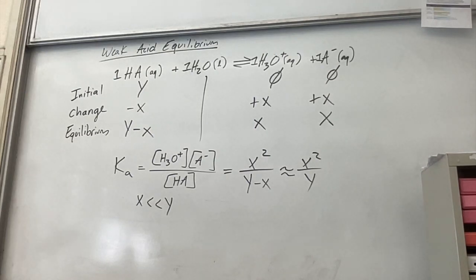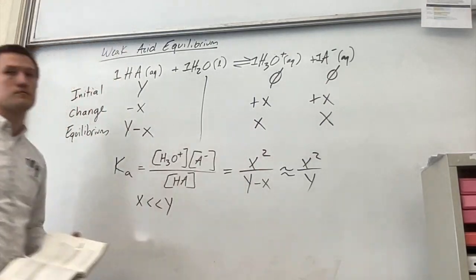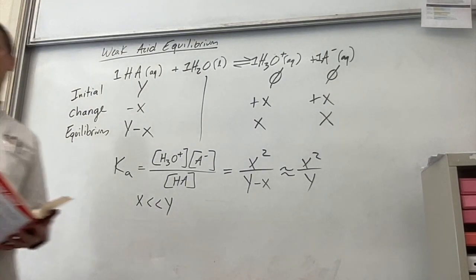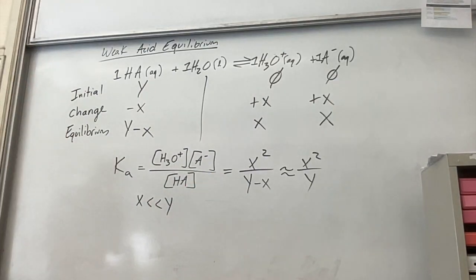So with all weak acids, we should just ignore the X on the bottom? I would say if you find yourself stuck in some gnarly quadratic math, they don't want you to go through all of that. They want you to make that estimation that Y minus X is approximately Y. Okay. And similar for a weak base. Okay.